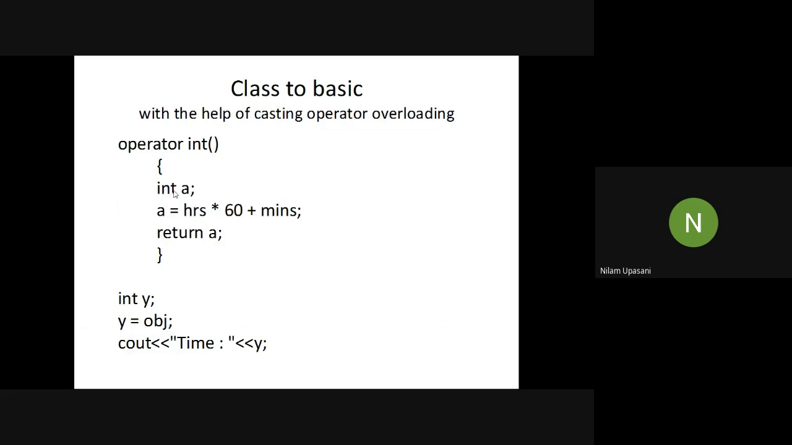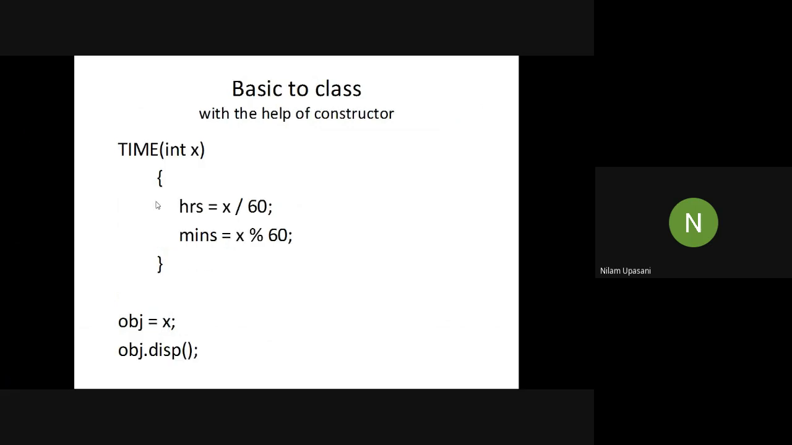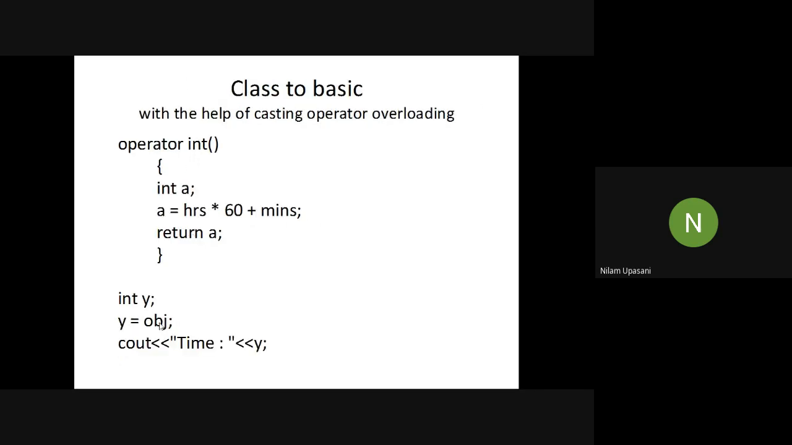whatever formula is there. This is exactly the opposite conversion: here I am converting minutes to hour-minute format, and here I am calculating total minutes out of the hour-minute format. In the object it is in the form of hours and minutes. Now I want to convert it into total minutes. So how to do that? Hours into 60 plus minutes will give me the total minutes.